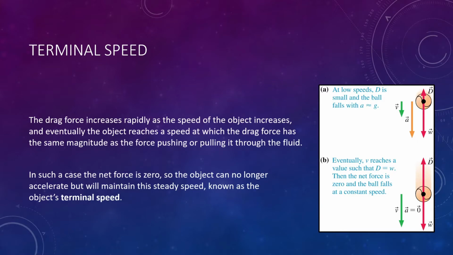Once your forces are balanced, neither one is winning a tug-of-war match here, so they're equal and opposite, which means you're not going to get an acceleration in either direction, which means you stop picking up speed, or stop accelerating. At this point, the object is said to have reached terminal speed. It's the speed at which the object can no longer travel any faster.